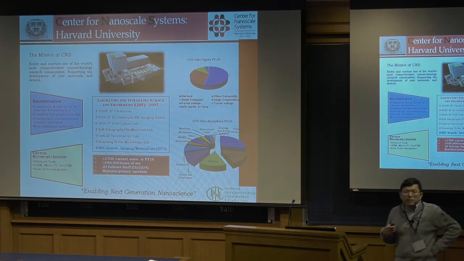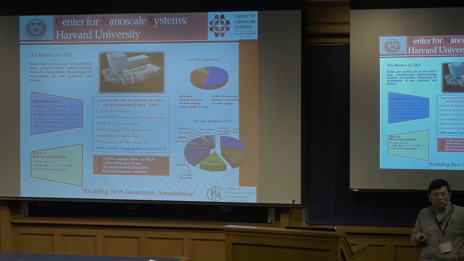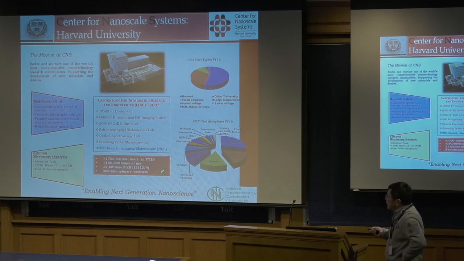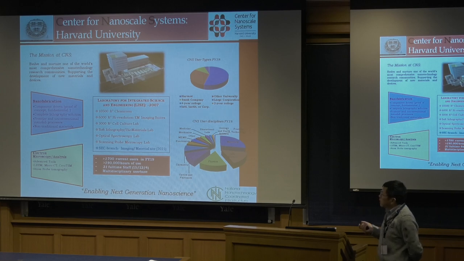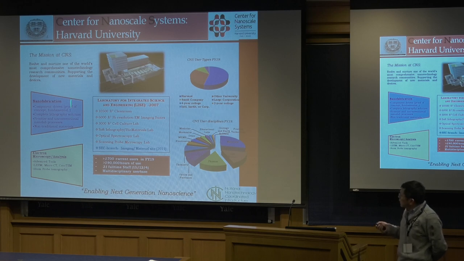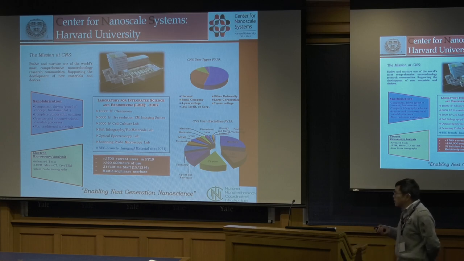This is an overview of CNS. CNS is a shared research center, open not only to Harvard people, but also to outside academic and industry people. Our main mission is to enable next generation nanoscience, more specifically to support research and development for new materials and devices. Technically, we have two teams. One is nanofabrication, how to make the device. The second is imaging, where we provide advanced imaging tools, TEM tools, for characterization and analysis.